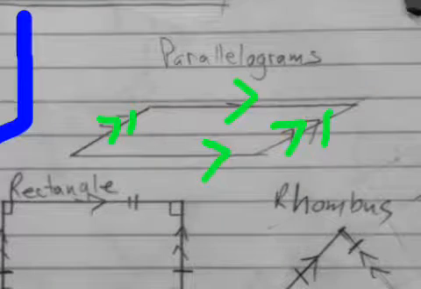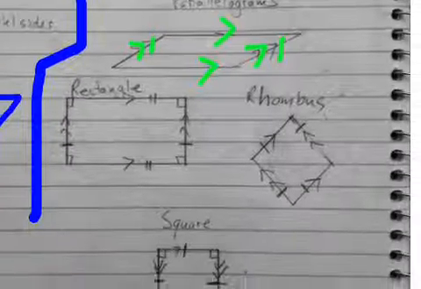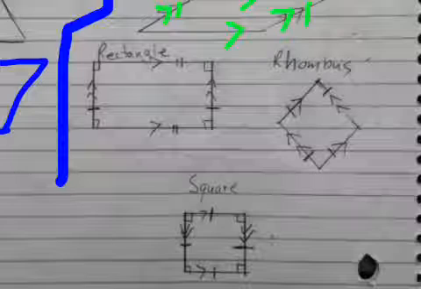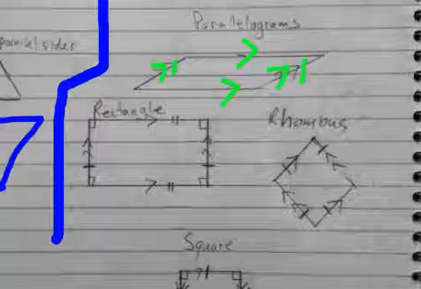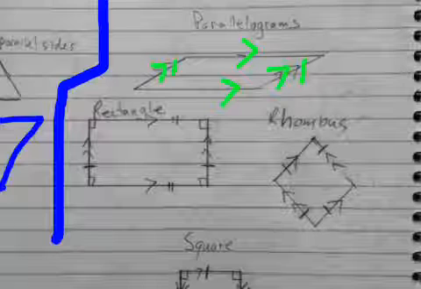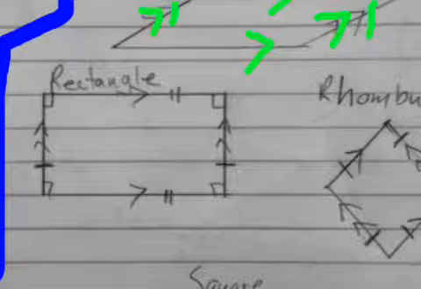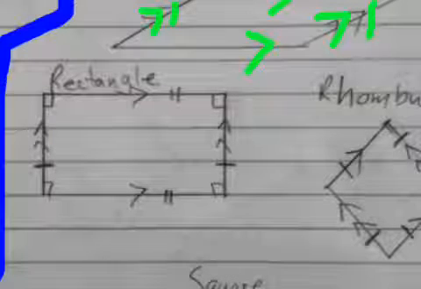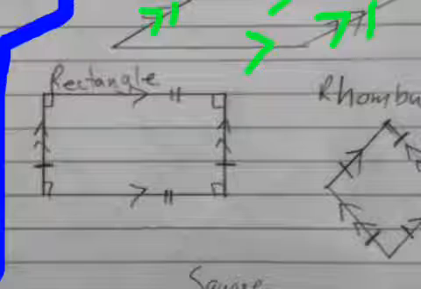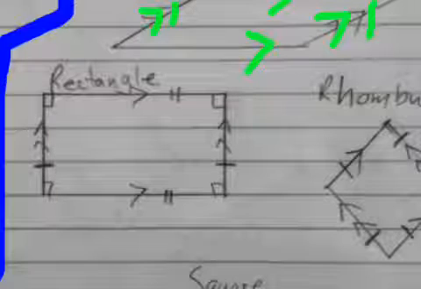And then from there, underneath the parallelogram tree, you have the rectangle and the rhombus. The rectangle is a parallelogram with four 90-degree angles. That's pretty much the best definition of a rectangle. I'm going to pause and write that down. That's a good idea. A rectangle is a parallelogram with four 90-degree angles.